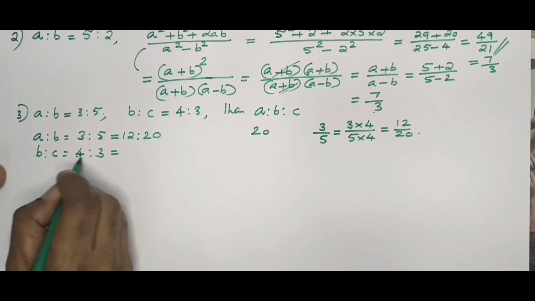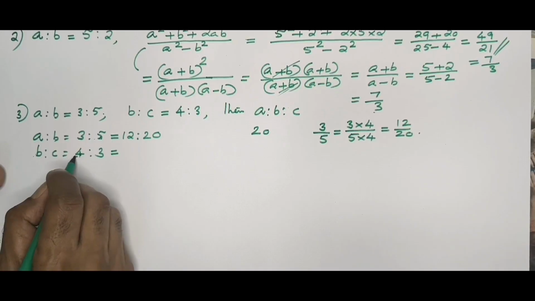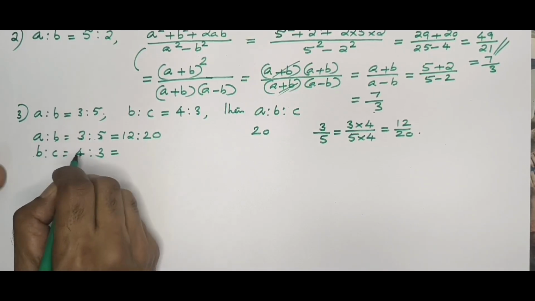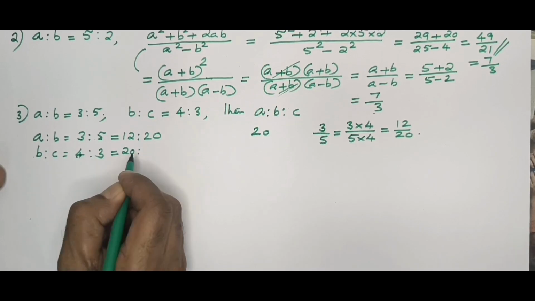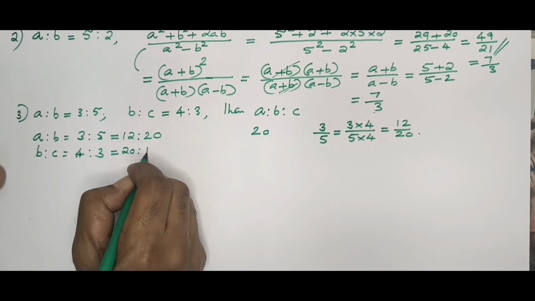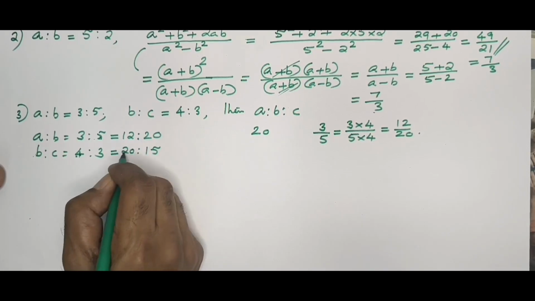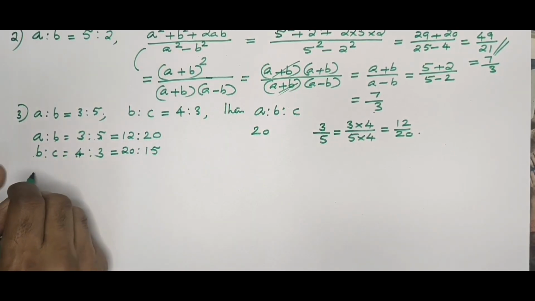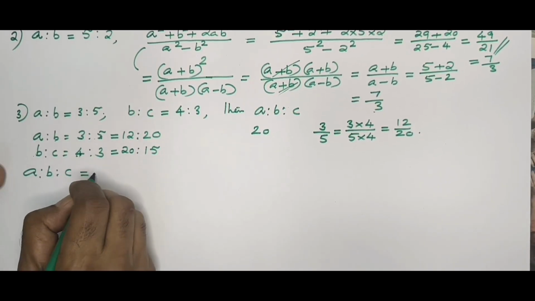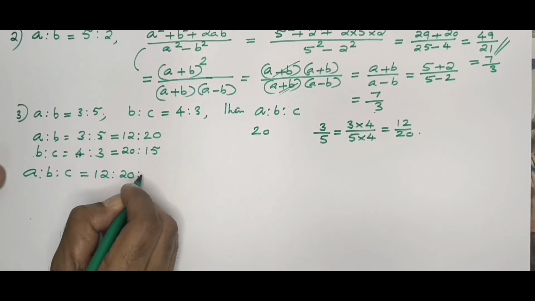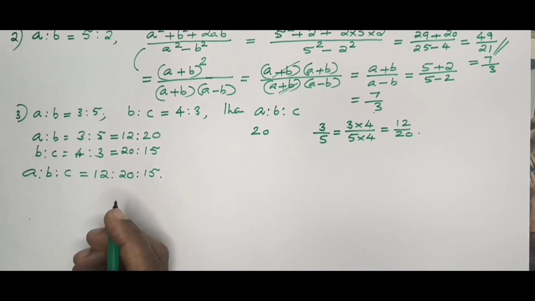What do you do with the second ratio? You will multiply both the terms by 5. Then only you will be getting B as 20. So multiplying by 5, 4 multiplied by 5, 20. 3 multiplied by 5, 15. Now you can combine. See, we got the value of B equalized. Then you can write A is to B is to C as 12 is to 20 is to 15. Now there is a shorter way to do this. Look at this.